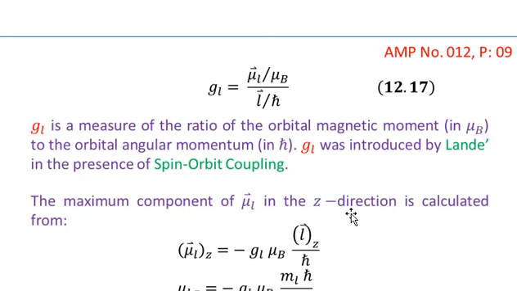Now what is the z direction? If you have atoms and you apply a magnetic field to those atoms, the direction of the magnetic field is regarded as the z direction. So the z direction and the magnetic field direction are the same thing. Whenever I refer to the z direction, I am referring to the direction of the external magnetic field, and when I refer to the direction of the external magnetic field, I am talking about the z direction.